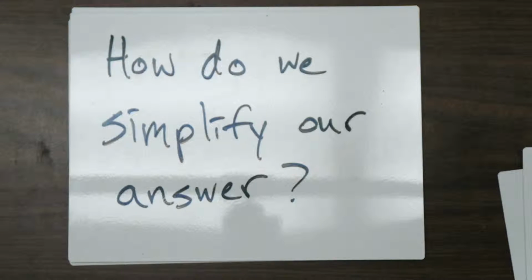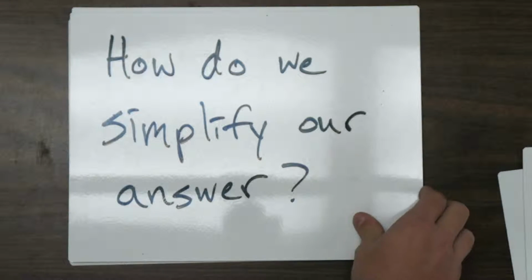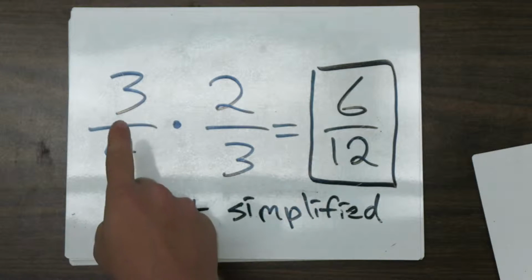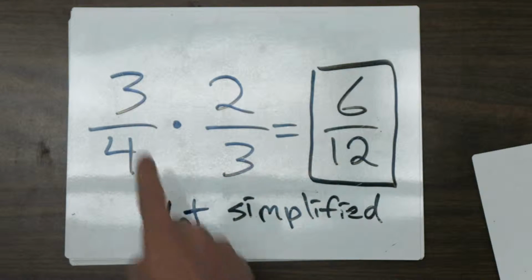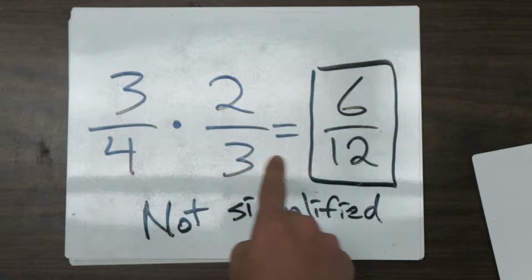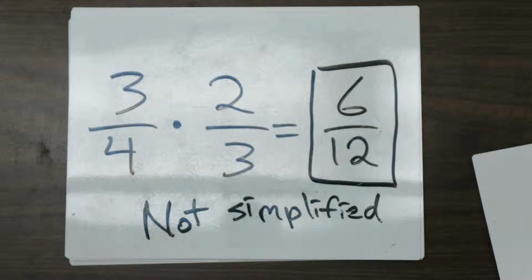So how do we simplify our answer though? It's easy enough to multiply straight across, but how do we simplify our answer? Well, let's take a look at this problem. 3/4 times 2/3. If I multiply straight across, 3 times 2 is 6, 4 times 3 is 12. This is the right answer, however, it's not simplified. I want to simplify this answer, get it in its most simplest form.